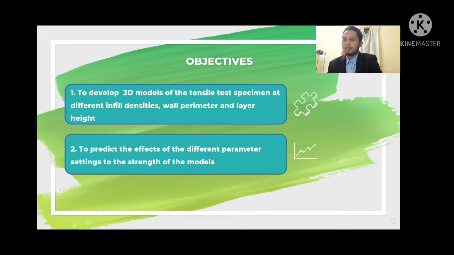There are two objectives of this study, which are to develop 3D models of a tensile test specimen at different infill densities, wall perimeter, and layer height. Second is to predict the effects of the different parameter settings on the strength of the model.